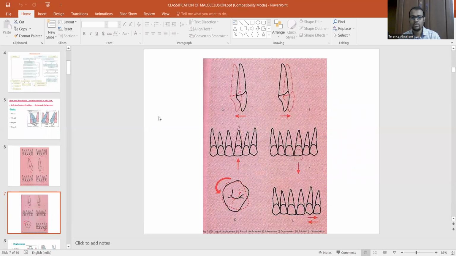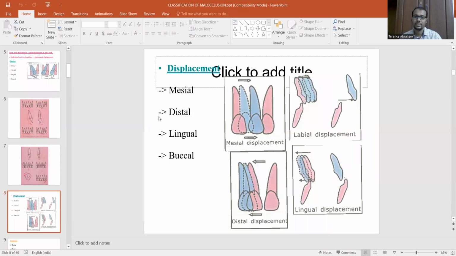Here you can also see bodily movement of the tooth, and below you can see rotation, that is movement of the tooth along its long axis. In the lower right figure you can see the canine erupted in the lateral incisor position, that is exchange of position of two teeth, which is called transposition. Displacement, as I told before, is the bodily movement, that is both crown and root move in the same direction.